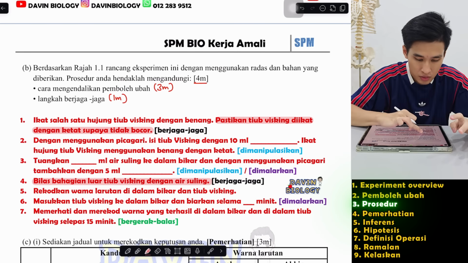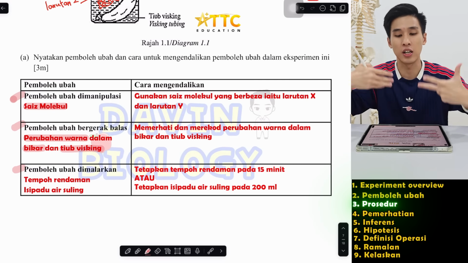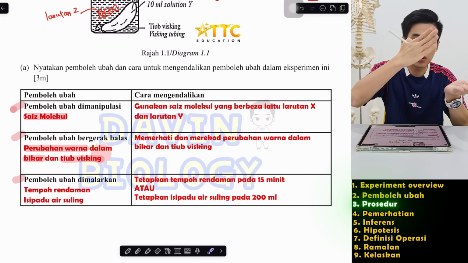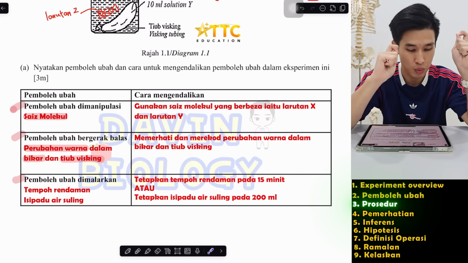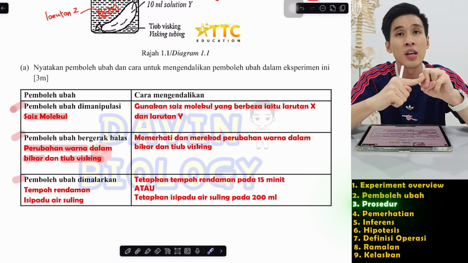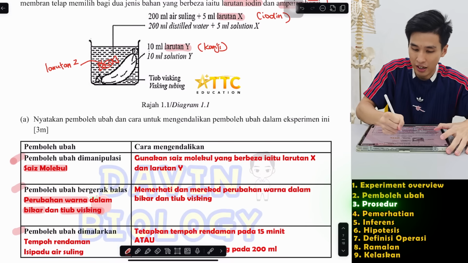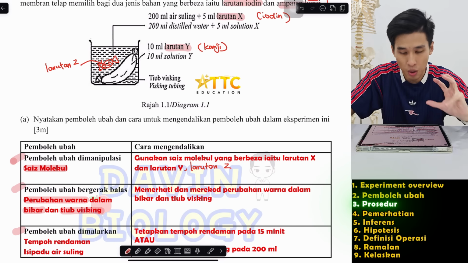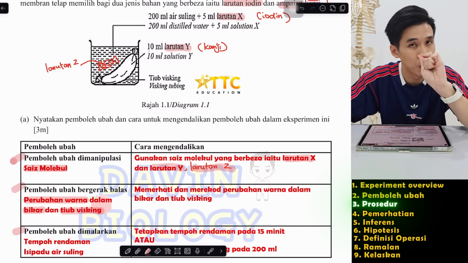Okay. And for the Pemboleh Ubahs, how to mengawal, how to 控制, control it. So for Pemboleh Ubah dimanipulasi are very simple. You just have to list down all the Pemboleh Ubah dimanipulasi that you have used in this experiment. So just we say it's size molecule. So there are mainly 2 molecule size, iodine and kanji, X and Y. If you got the third one, which got the second visking tube, this one let's say is Z, then you need to write one more. Example, could be Z, could be anything else. So in your procedure, you need to mention X, Y, Z. Then you get manipulasi punya marks already.